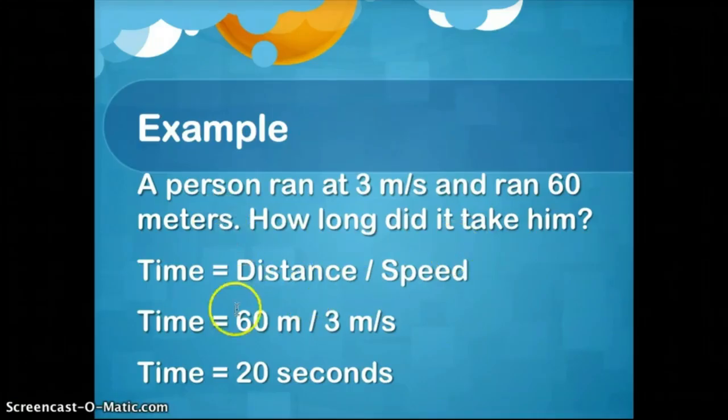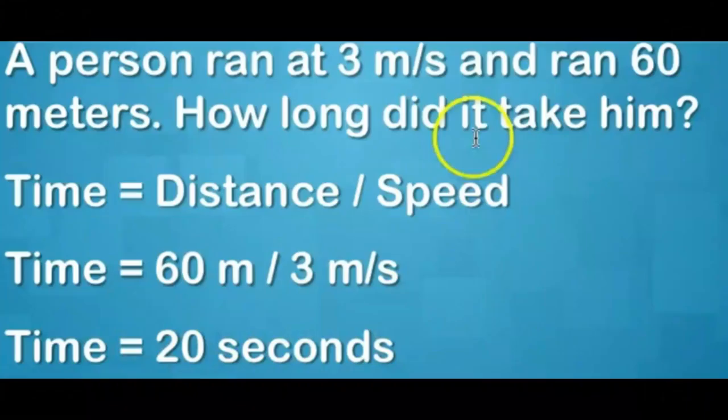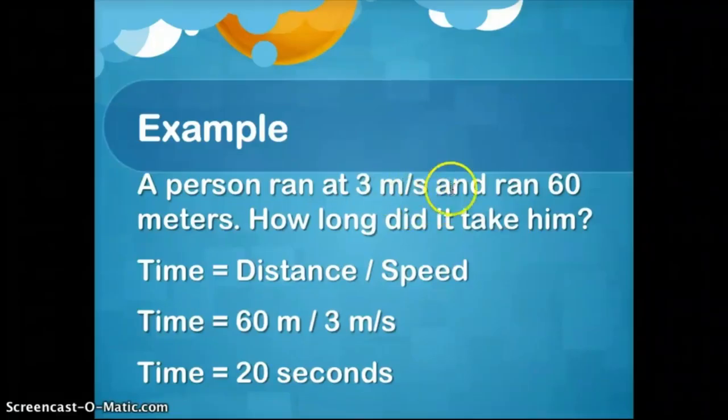So distance 60 meters divided by 3 meters per second, and the answer would be 20. So 60 divided by 3 is 20. And the reason you know it's seconds is because back in the problem, they use meters per second. If this said meters per minute, this answer would be 20 minutes. So you need to, again, look back at the problem to figure out what the unit is.